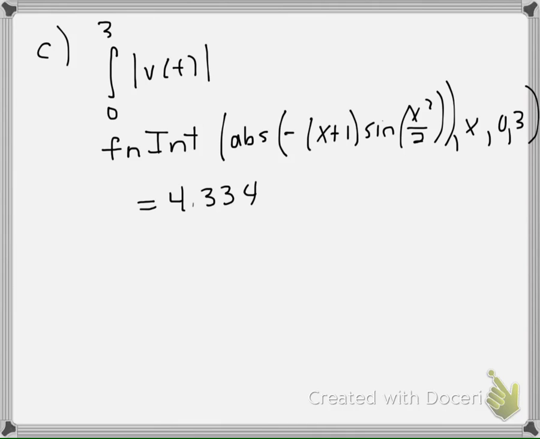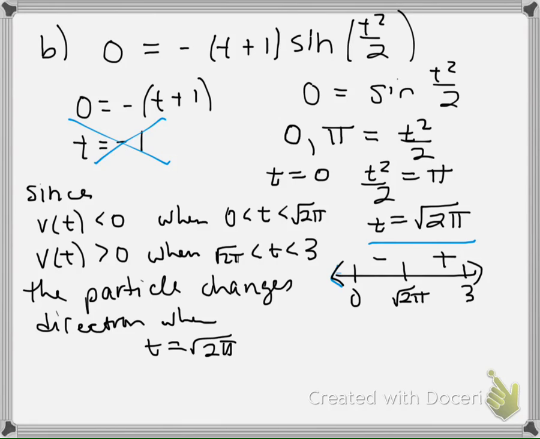Okay, the last question says, during the time interval 0 to 3, what is the greatest distance between the particle and the origin? So I'm actually going to go back and look at my sign line, and I see that square root of 2 pi is a minimum, and so that's what I'm going to evaluate, because the minimum would show me the largest distance between the particle and the origin. So I am going to evaluate my position when t equals square root of 2 pi. So I want to know what is x of the square root of 2 pi.